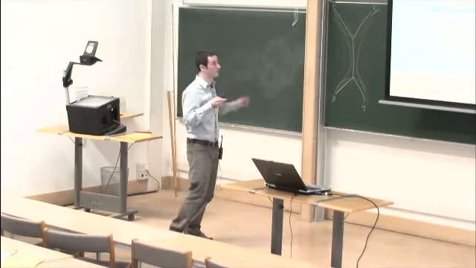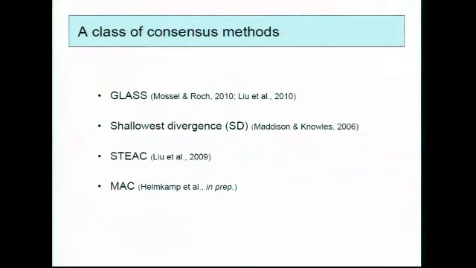There are many of them, but I'm just going to focus on these four today. The GLASS method was developed by Mossel and Roch, and independently by Liu et al., under the name of maximum tree. The shallow divergence method was presented by Maddison and Knowles in the same paper in which they present the minimizing deep coalescence method, the STEAC method of Liu et al., and then the MAC method, which we'll talk about here and which will hopefully be presented sometime later this year.